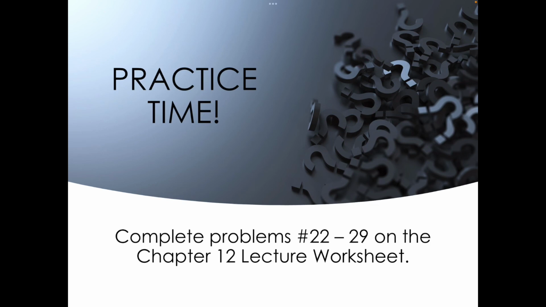Alrighty, so today we learned all about titrations, which is a special type of neutralization reaction that allows us to calculate the molarity of an unknown species. It's pretty cool. It's one of my favorite reactions to do in lab. So go ahead and get some practice doing these problems on the Chapter 12 lecture worksheet. You'll need to do problems number 22 to 29. You'll get a lot of practice writing chemical equations, balancing them, and using our train tracks and our molarity equation.